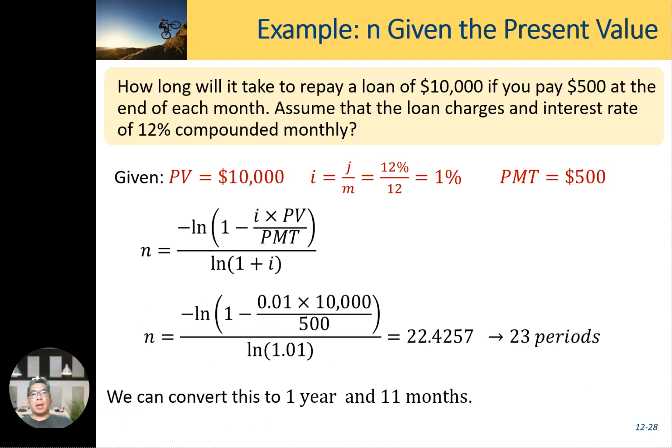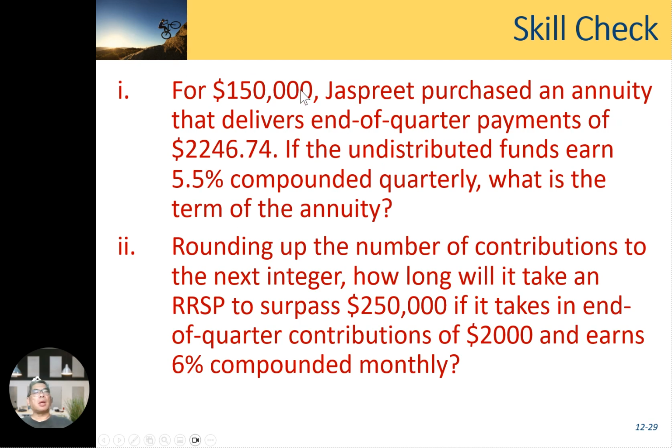Okay. And then for the second one, this is another skill check for you. For $150,000, Jasmine purchased an annuity that delivers an end-of-quarter payment of $2,246.74. If the undistributed funds earn 5.5% compounded quarterly, what is the term of the annuity? Number 2, rounding up the number of contributions to the next integer: how long will it take an RRSP to surpass $250,000 if it takes an end-of-quarter contribution of $2,000 and earns 6% compounding? The answer for number 1 is 183.138 quarters. The second one will be 71. Okay, that gives you a skill check idea of what it is.